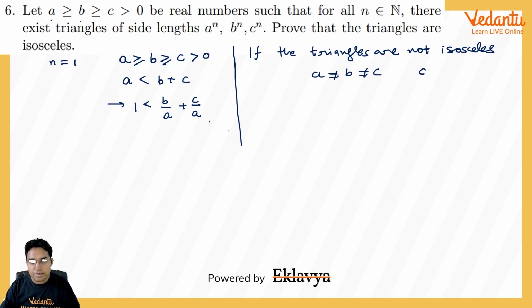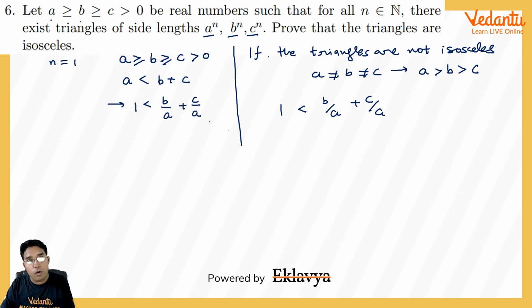In fact, there will be a strict inequation A greater than B greater than C. In this case, using this, 1 is less than B by A plus C by A. But because A power n, B power n, C power n are also forming a triangle, we should also have 1 less than (B upon A) power n plus (C upon A) power n.